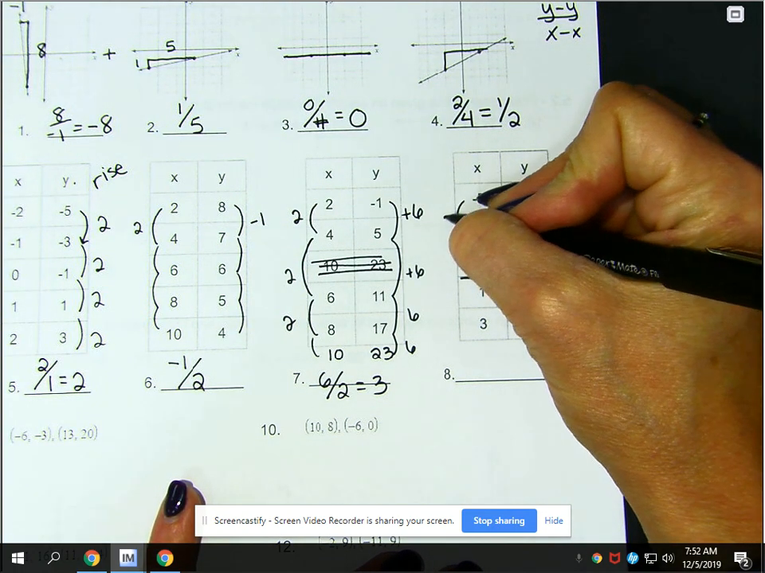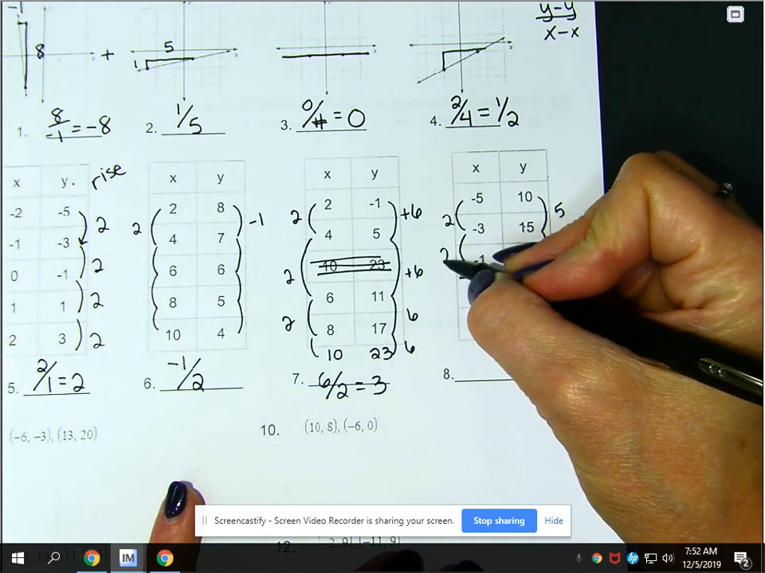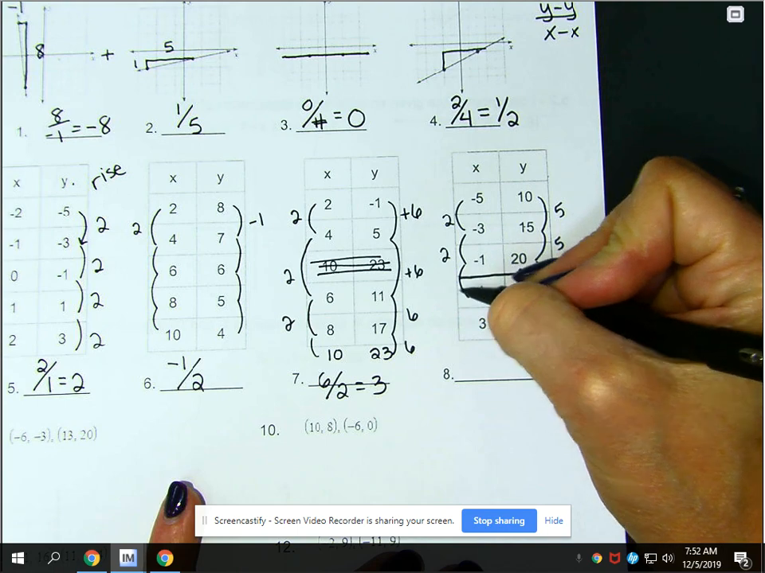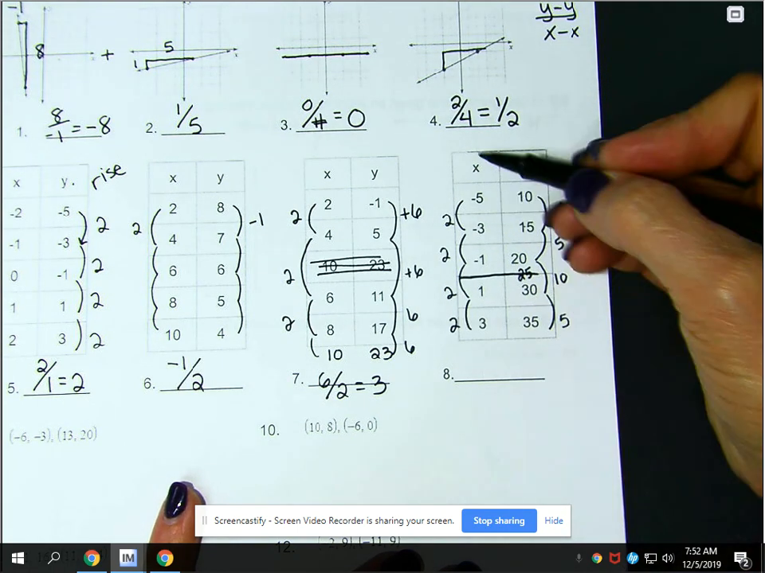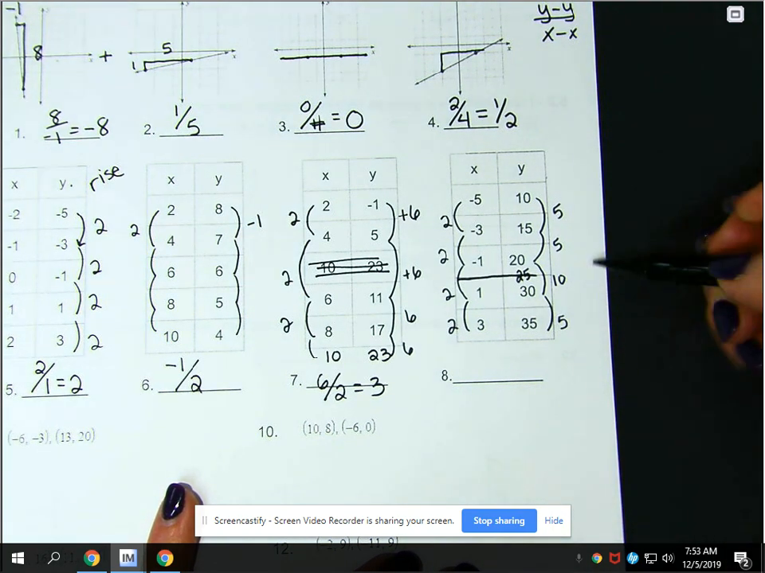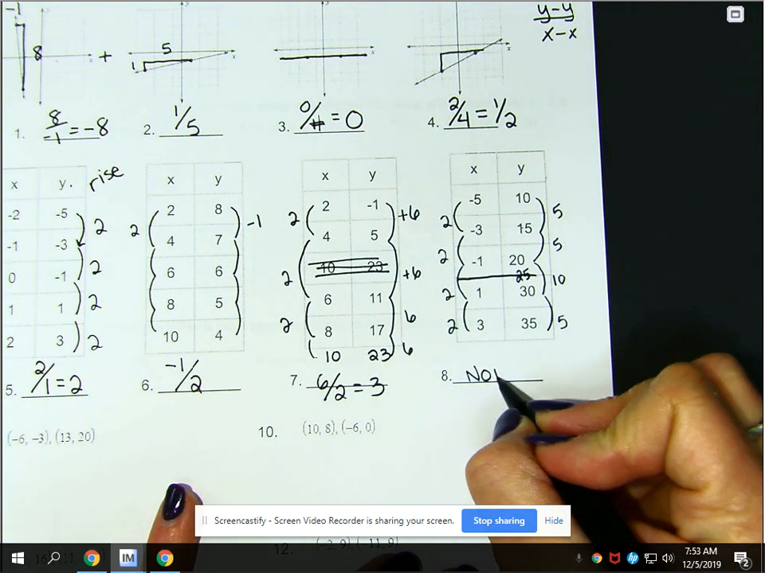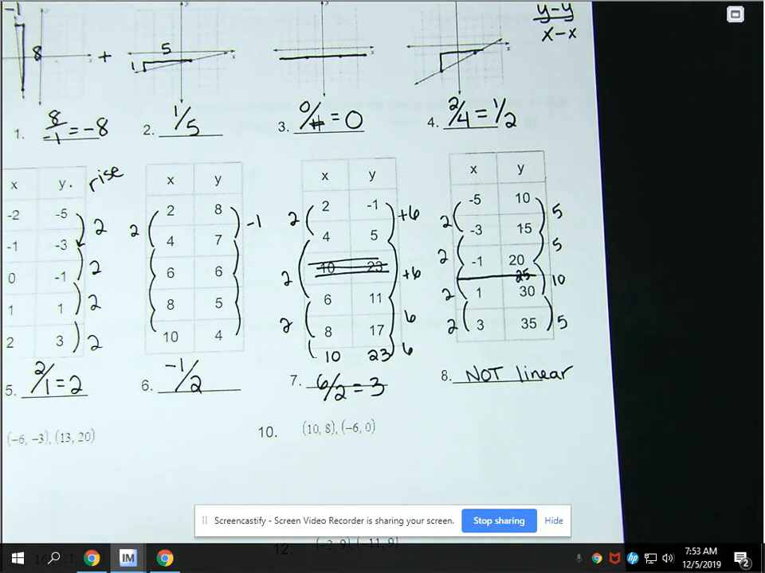-5 to -3 is a +2. -3 to -1 is a +2. -1 to +1 is a +2. Uh-oh. Because my x's were consistently increasing by 2 and my y's jumped, this is not a line. It's not linear. I don't want to see undefined. It's not a line, not linear.